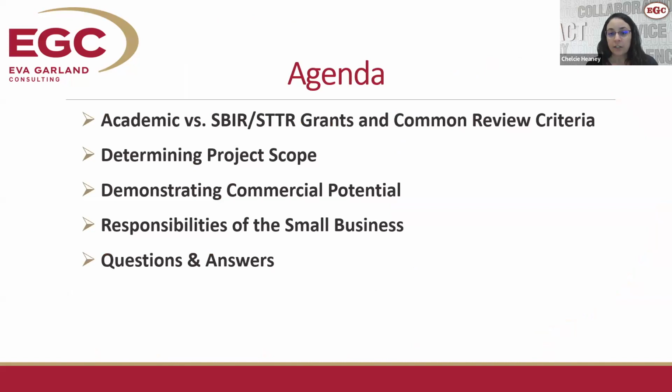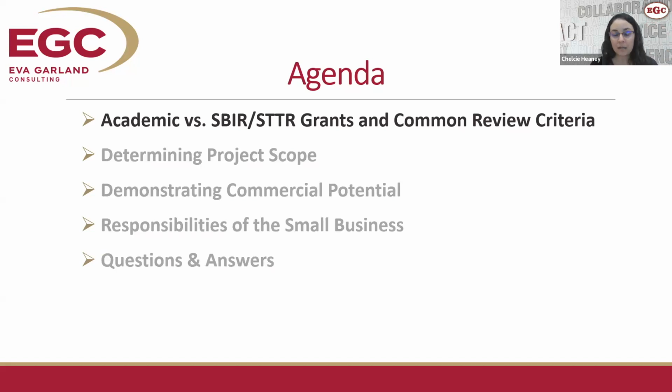A quick overview of our agenda today. First, we'll discuss the differences between academic and SBIR STTR grants, and also some commonalities. Then we will discuss how to determine project scope for these small business grants, how to demonstrate commercial potential, and what the responsibilities of the small business are. Especially if you are coming from an academic background, there are a lot of moving parts that the university typically takes care of that you will become responsible for managing as the small business. Then there should be some time at the end for questions and answers. So let's jump in.